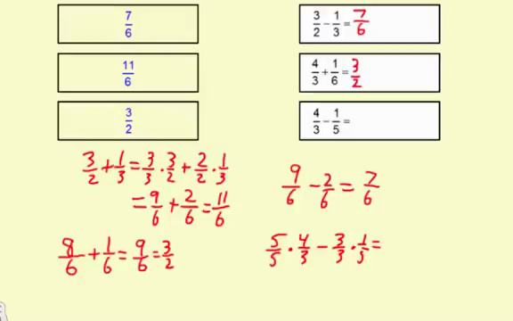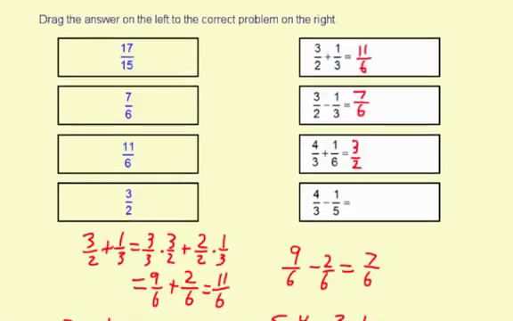And then do the multiplication. 5 times 4 is 20, over 5 times 3, which is 15, minus 3 times 1, which is 3, over 3 times 5, which is 15. Now you go ahead and subtract straight across. 20 minus 3 is 17, and then you keep the denominator the same as 15. So this one, 4/3 minus 1/5, is 17/15.